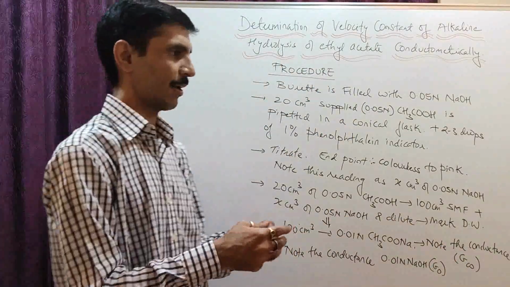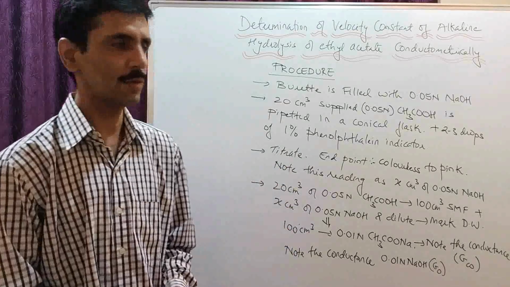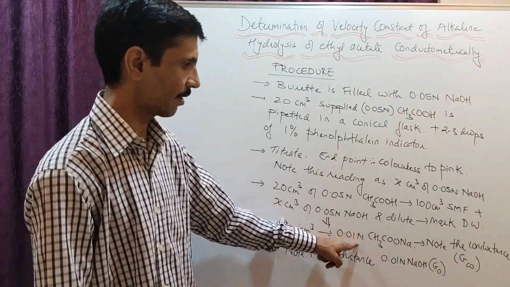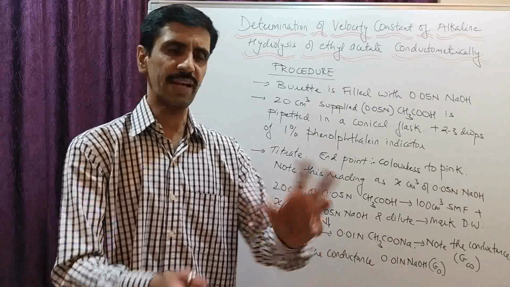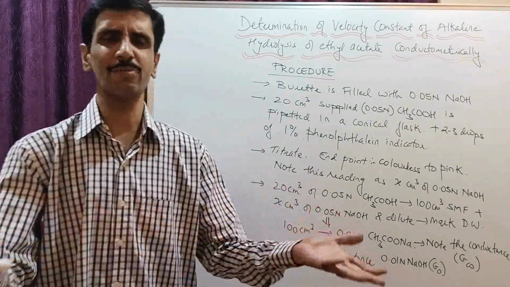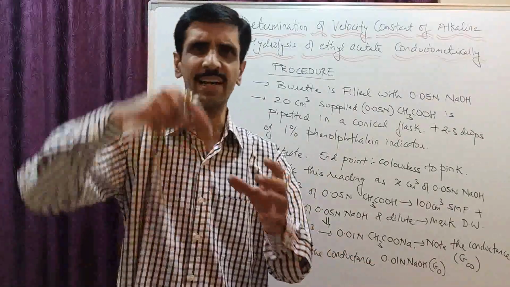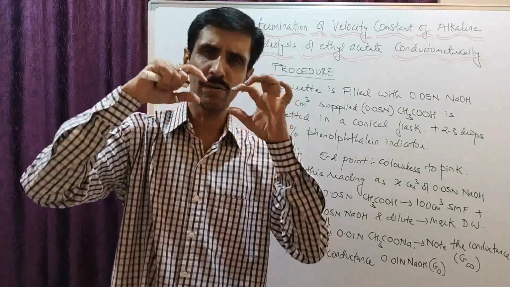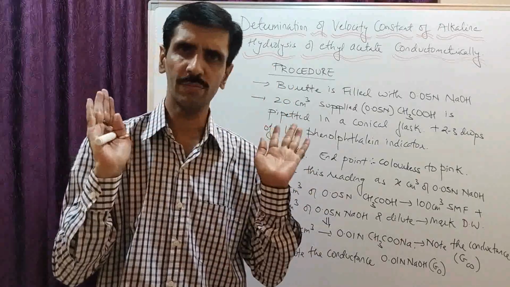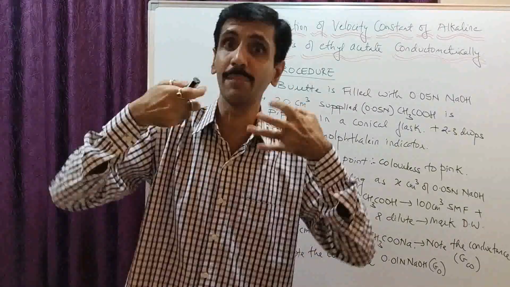Okay, so you have to take two conductance values. First, let me say it again: we are getting 100 cm cube of 0.01 normal sodium acetate. Transfer it into a beaker. Around 50 ml is sufficient, till the bottom part of the electrode of the conductometer dips in the solution. That much is required, so we are not going to exactly measure it.